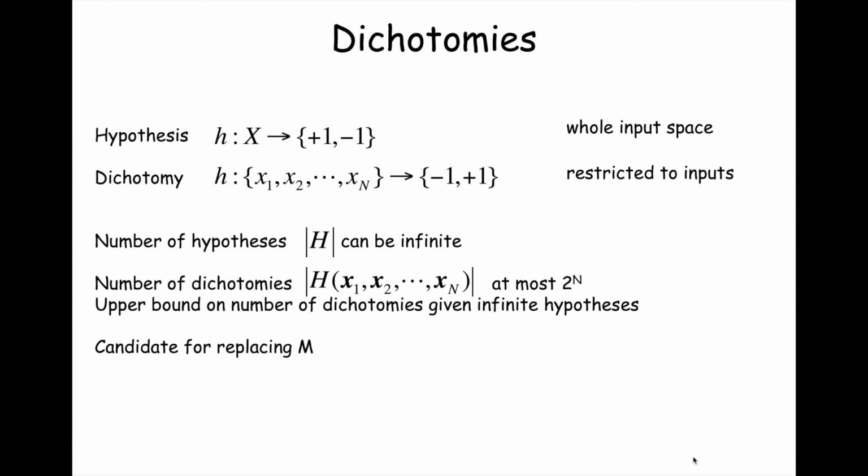And so this new upper bound collapses this uncountably infinite count of magnitude h down to 2 to the n. We're going to use that as a replacement for m, right? We're going to use the count of the number of dichotomies that a hypothesis set can generate as a replacement for that m, which was just the raw size of the hypothesis set. Does that make sense? Any questions? Yes.